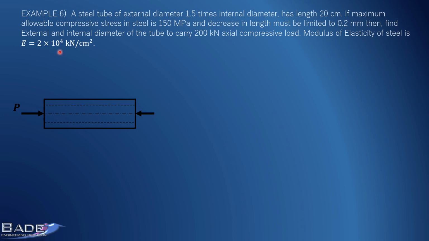So 2 into 10 raised to 4 kilonewton per centimeter squared is nothing but 2 into 10 raised to 5 Newton per millimeter squared. Okay, take care of units while solving the problem. Now check here once again. There are two conditions given. Allowable compressive stress, that is stress must not exceed 150 megapascal, and allowable deformation, that is deformation must not exceed 0.2 millimeters. This much deformation can be allowed maximum. It should not exceed 0.2 millimeters.